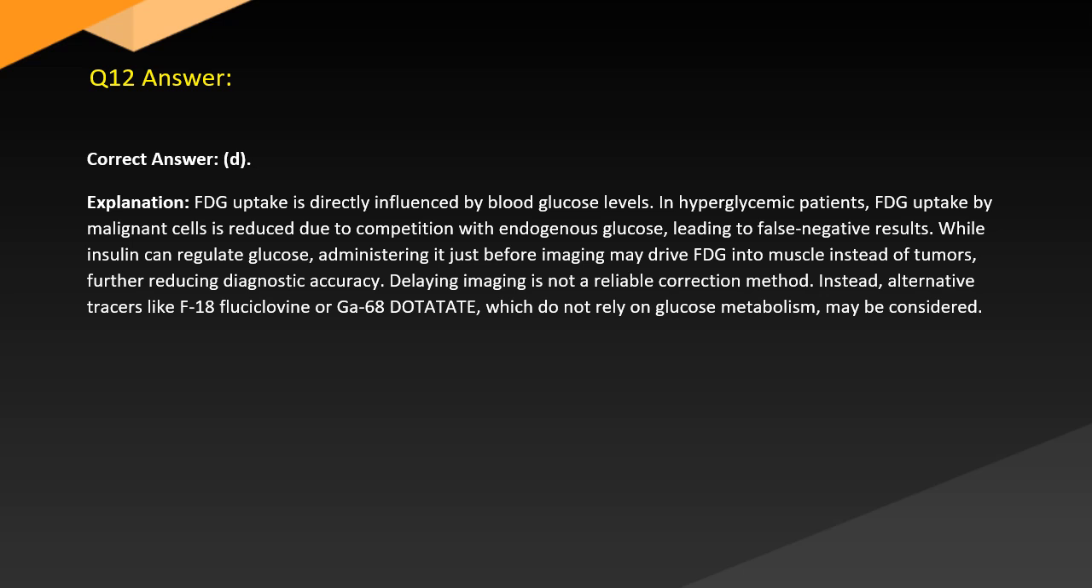Answer. Correct answer: D. Explanation. FDG uptake is directly influenced by blood glucose levels. In hyperglycemic patients, FDG uptake by malignant cells is reduced due to competition with endogenous glucose, leading to false negative results. While insulin can regulate glucose, administering it just before imaging may drive FDG into muscle instead of tumors, further reducing diagnostic accuracy. Delaying imaging is not a reliable correction method. Instead, alternative tracers like F-18 fluciclovine or Ga-68 DOTATATE, which do not rely on glucose metabolism, may be considered.